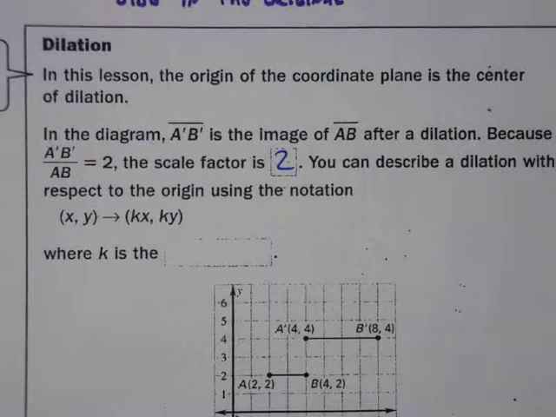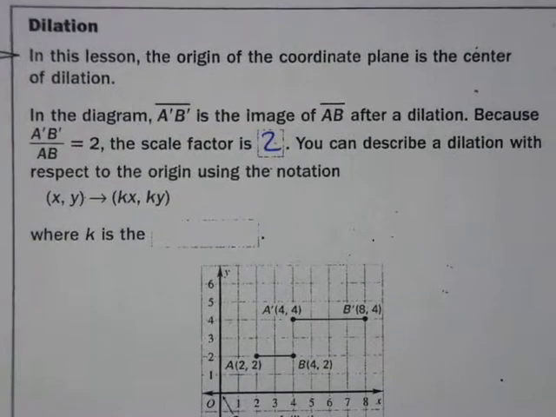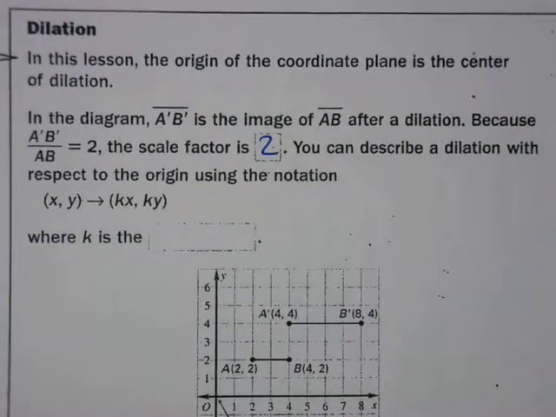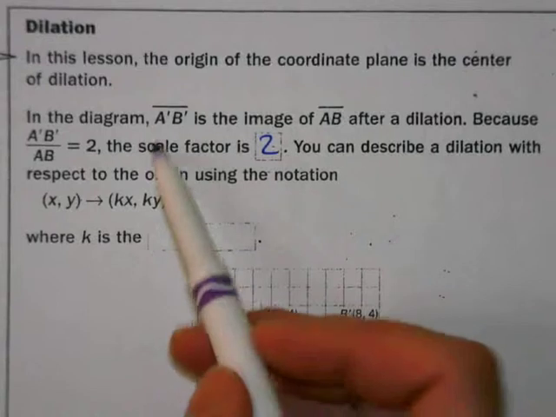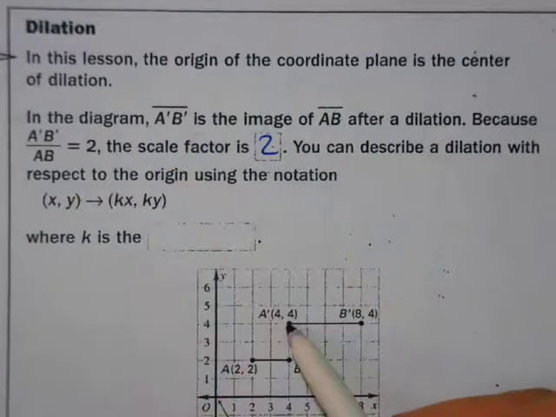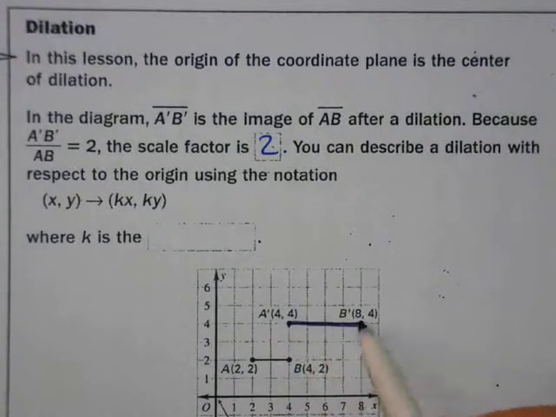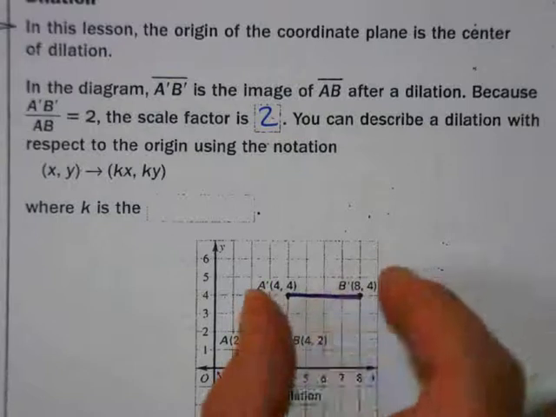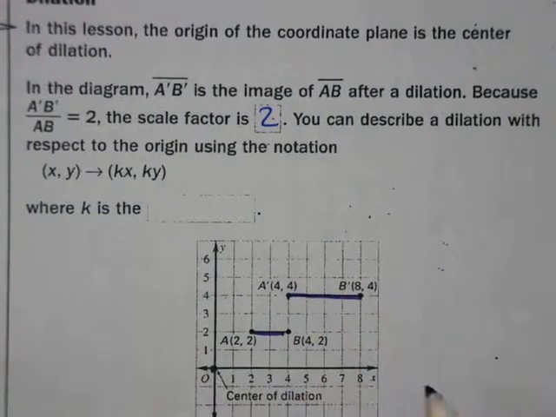In this lesson, the center of dilation, the point that we're getting bigger or smaller about, is always going to be the origin. This is going to make our math a little bit easier. So in this case, it says ray A prime B prime. It goes from this point here to this point here. It is the image of ray AB after a dilation. So we took AB and we made it bigger relative to the origin.